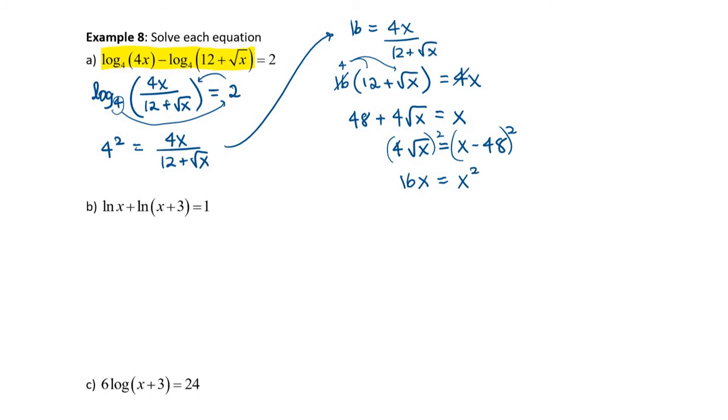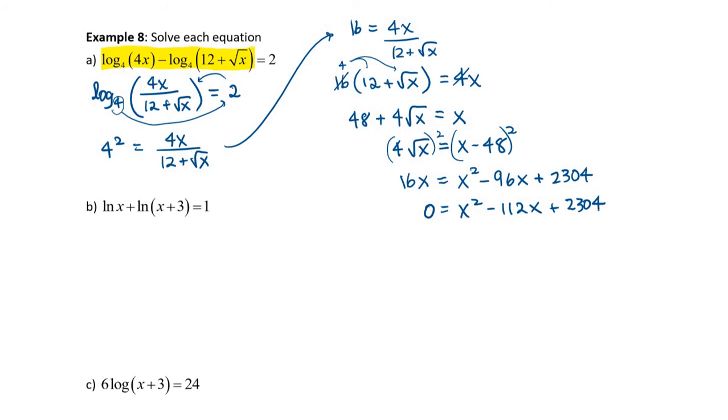so it gives me x squared minus 48x minus 48x, which is minus 96x. And then plus 48 times 48, which is 2,304. Then I can subtract the 16x in order to get a quadratic equal to 0. When I do that, I get negative 112x plus 2,304. So at this stage, I have a quadratic.